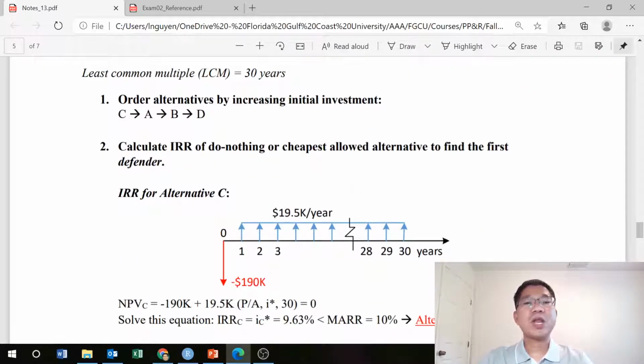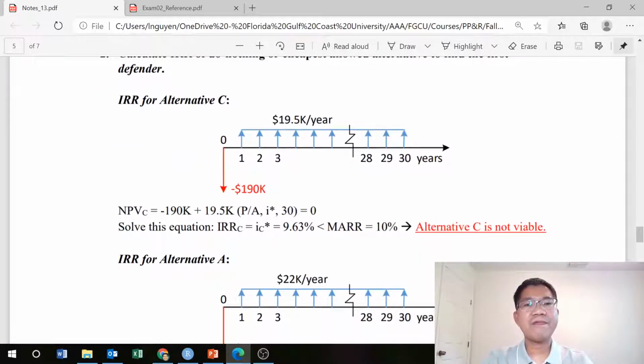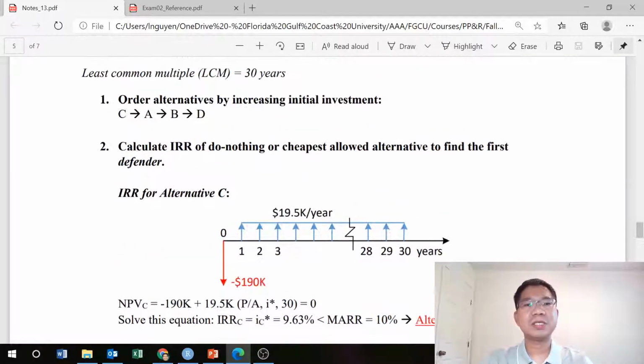Step number 2, calculate the IRR of do nothing or the cheapest allowed alternative to find the first defender, the first champion. Remember in the previous video, I showed you the champion is the defender, Costa a challenger, 1 to 5. If he defeats the defender, Costa becomes the new defender. So from that ranking, we find the IRR for the do nothing or cheapest allowed alternative. The cheapest is C when we rank it. So from that ranking, find the IRR for C.